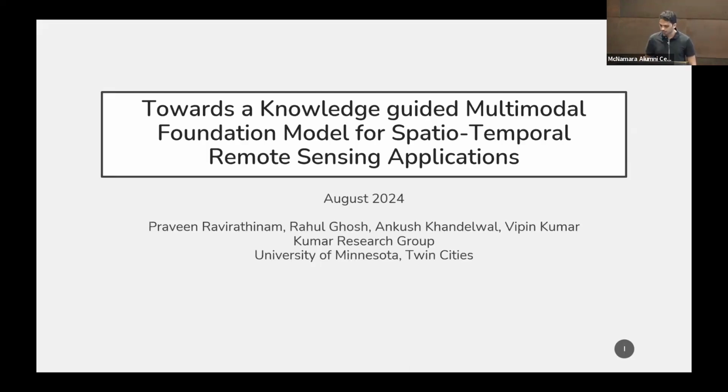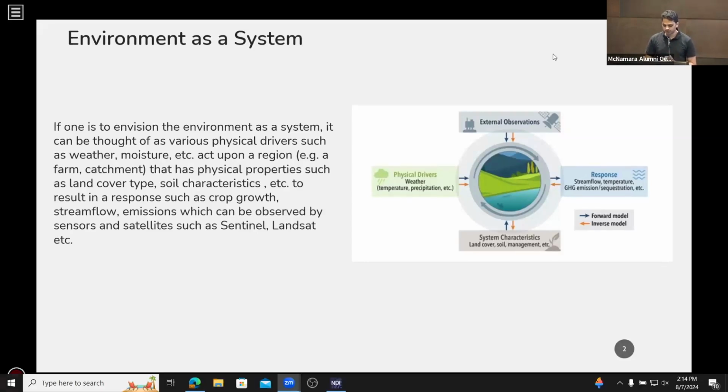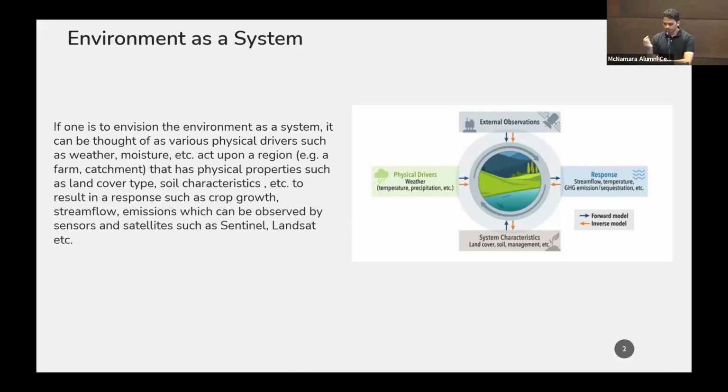that were discussed. So to start out, let's just talk about what we think of as the environment as a system. If we were to think about the entire environment as a system, we would envision it as the physical drivers such as temperature and precipitation act upon a region which contains certain characteristics such as the land cover type or the soil characteristics and the management practices, which would lead to some response, which could be crop growth or stream flow or some emissions of some sort, which are observed by these satellites or sensor data that are present throughout the world. So this is the broad perspective of the environment.